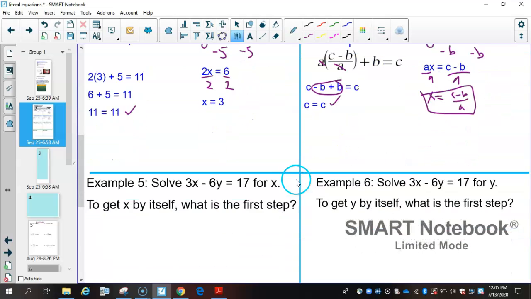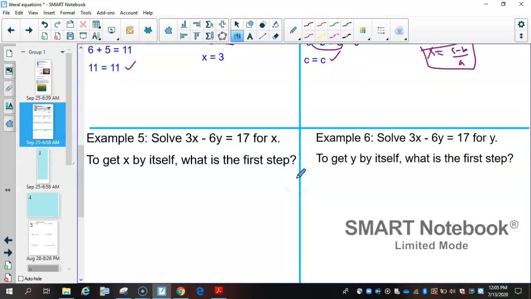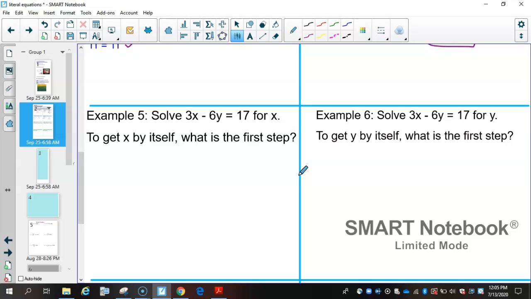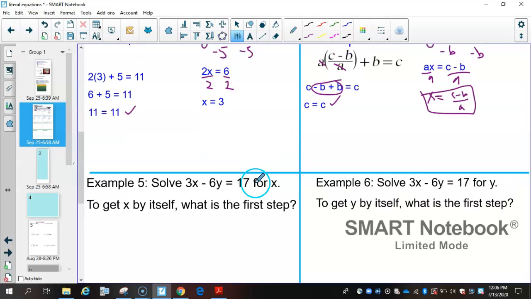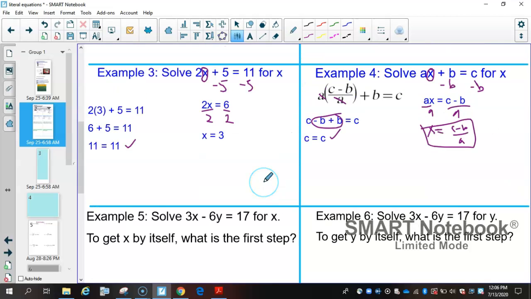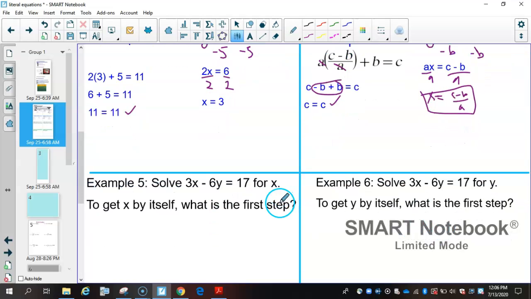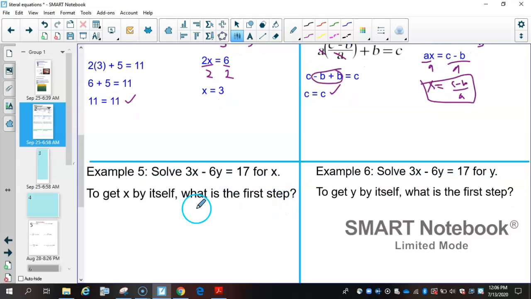Now 5 and 6 are very similar, they have two variables. So in this case, we'll have some numbers in it, but it won't be a numerical answer that we're going to get, right? And these are very similar to the last two examples we just did. The only difference is, instead of this constant being by itself, it now has a variable attached to it. So let's see. For example 5, to get x by itself, what is the first step?